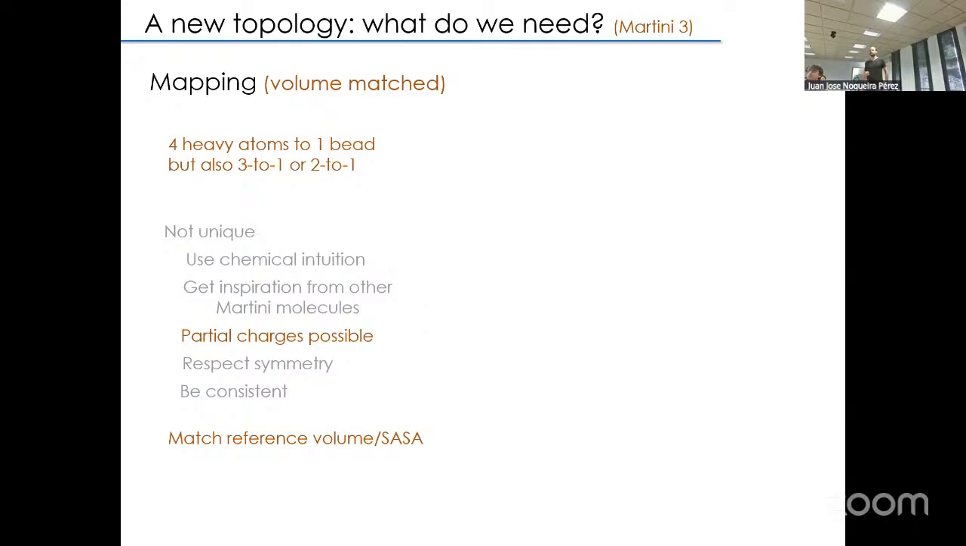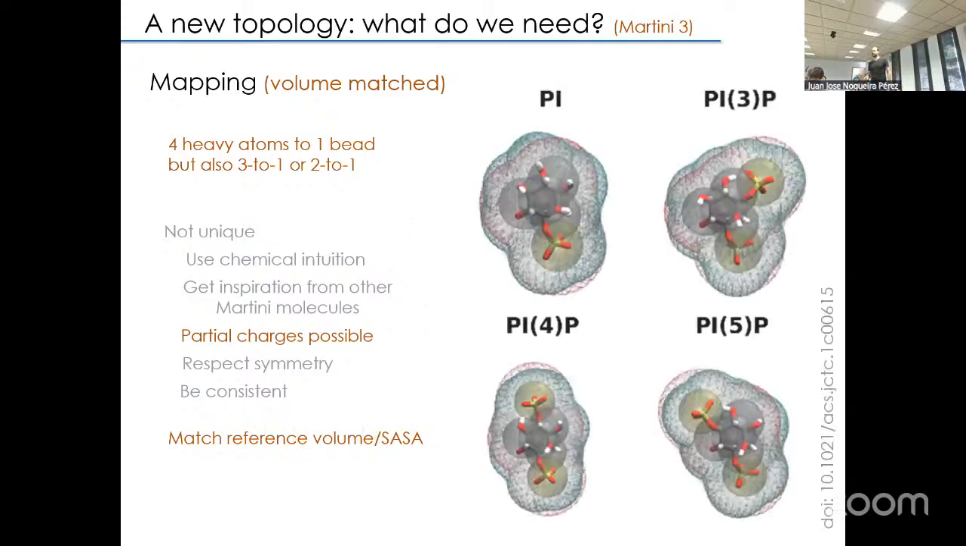Now there's also a new target. One of the objectives is to match the reference volumes of your target molecules. So you have the solvent accessible surface area. This is the limit of what is accessible by a solvent molecule due to the van der Waals radii of the atoms. And so the idea is to have a match between your coarse-grained solvent accessible area and the atomistic one. This is an example we had recently.